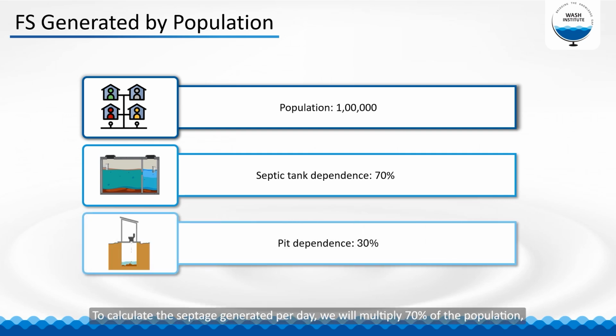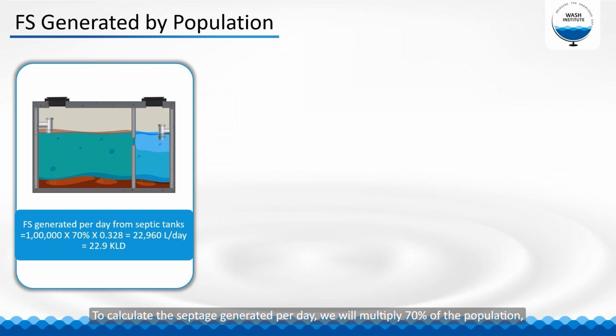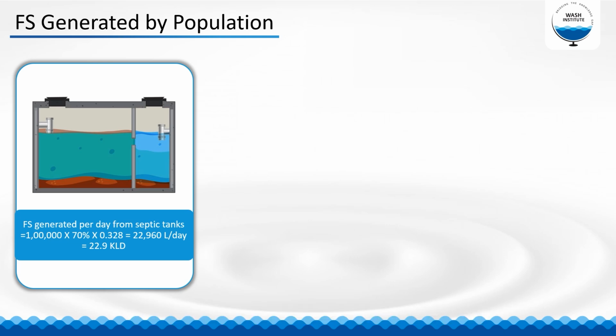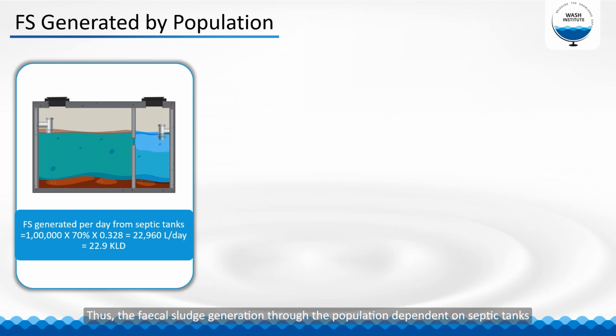To calculate the septic generation per day, we will multiply 70% of the population, which is 70,000, by the septic generation rate of 0.328 liters per capita per day. Thus, the fecal sludge generation through the population dependent on septic tanks comes out to be 22.9 kiloliters per day.